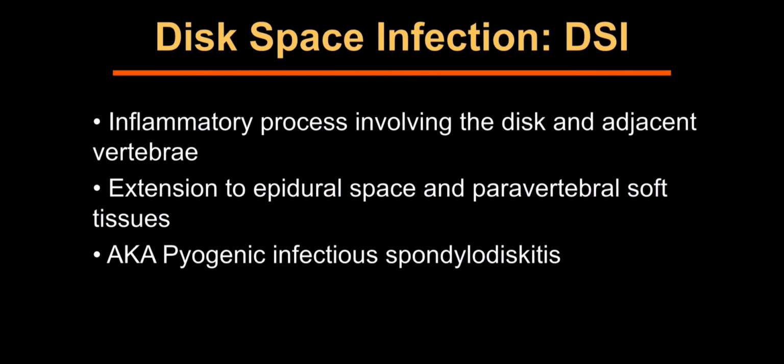Now, as you'll see when I discuss the vascular anatomy, primarily what we're speaking about is a disc space infection. And that's an inflammatory process involving the disc and adjacent vertebrae with extension typically to the epidural space and paravertebral soft tissues. And people use a lot of different names, and I would advise you not to use the term discitis. If you think it's infection, say it's infection. If you think it's in the disc, tell them it's in the disc. If you think it's in the vertebral body, tell them it's in the vertebral body. But if you think it's infection, say infection.